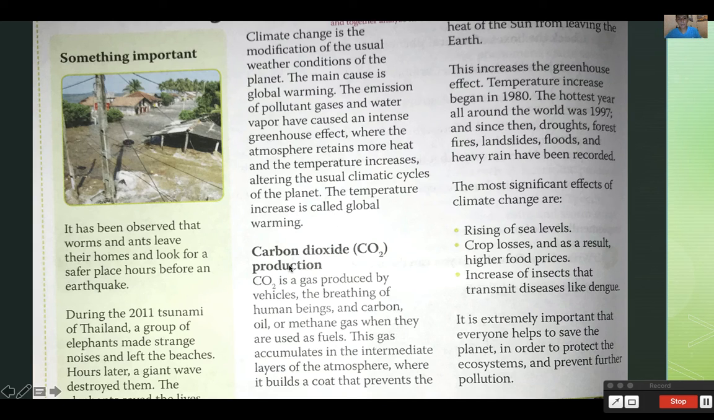But what is carbon dioxide or CO2 production? CO2 is a gas produced by vehicles, the breathing of human beings, and carbon oil or methane gas when they are used as fuels. So the CO2 gas is produced by vehicles like cars and trucks, mostly that, cars and trucks, the breathing of human beings, and carbon oil or methane gas when they are used as fuels.